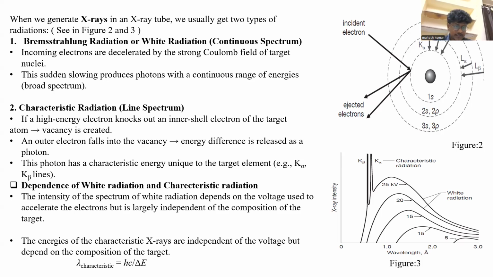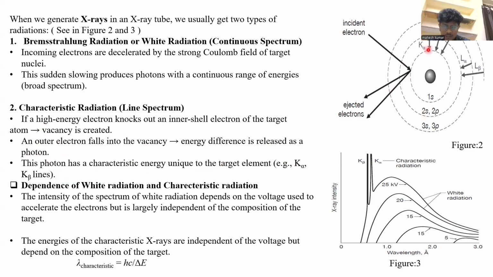Then second is characteristic radiation. If a high energy electron knocks out an inner electron of the target atom, a vacancy is created. Then outer electrons fall into the vacancy. The energy difference is released as a photon. This photon has a characteristic energy unique to the target element, for example K alpha and K beta lines. What are K alpha and K beta lines? We will discuss in the next slide.